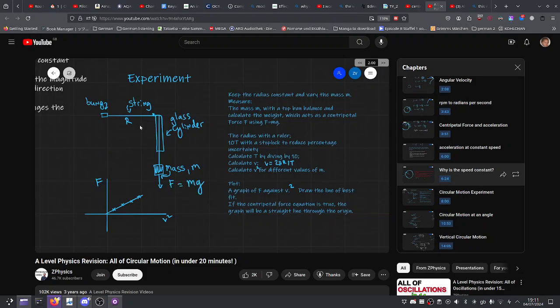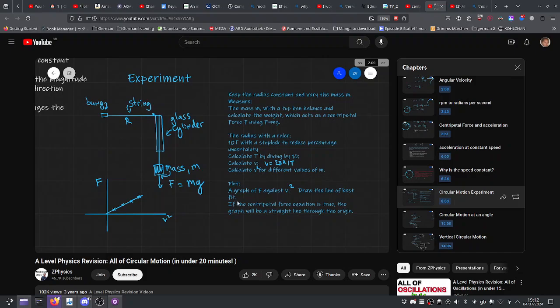We're going to measure the radius r with a ruler, and then we're going to be timing at least 10 oscillations, 10 full time periods, with a stop clock, and we're doing that to reduce the percentage uncertainty and improve the accuracy in our experiment. We're going to calculate T by dividing by 10. After that, we could calculate our velocity using v is equal to 2 pi r over T, and then we could calculate v squared for different values of m.